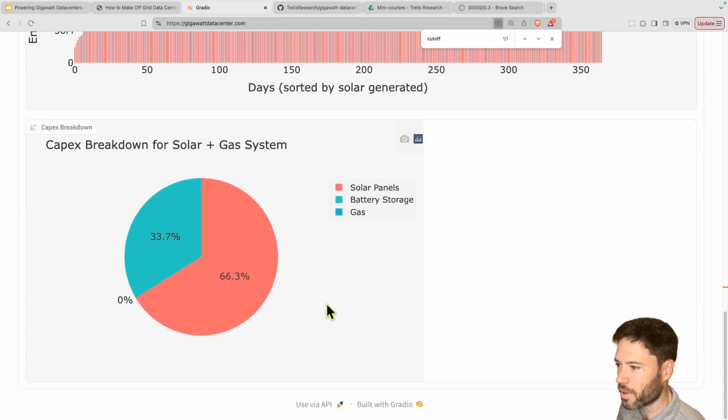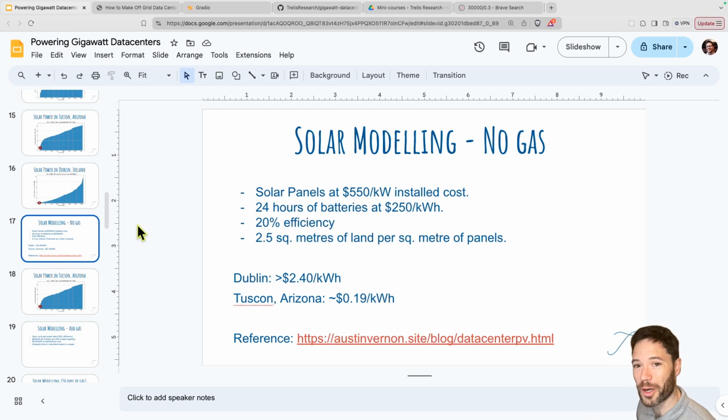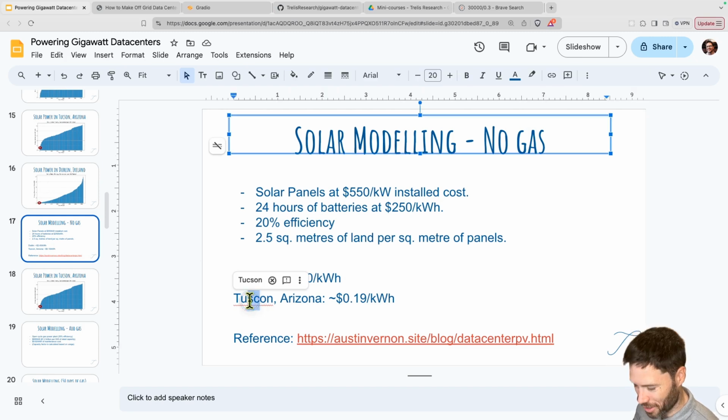And when we look at the capital expenditure, there's no spending on gas. Most of our spending here is on solar panels. And then we have significant spending as well on the 24 hours worth of batteries. And so that was the scenario where we use no gas at all. And in Tucson, it's not too bad. Oh, wrong spelling here for Tucson. We have 19 cents per kilowatt hour, which is pretty impressive, although it's a very overbuilt system. If you look at doing it in Dublin or Waterford or somewhere, you'll get a ridiculous price because you have to build literally probably 40, 50 times the capacity that you need on the worst day of the year.